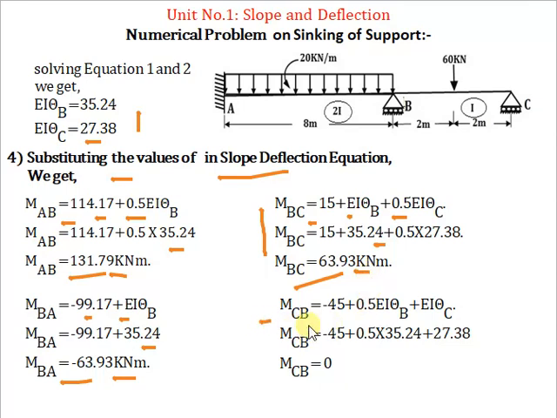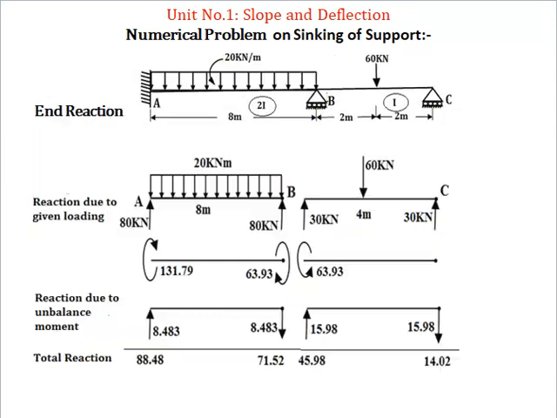Now the next equation for the end C, MCB is equal to minus 45 plus 0.5 EI theta B plus EI theta C. Putting the value, we have MCB is equal to 0, and it matches with the criteria, that is, for a simply supported end, the end moment is always 0. So that means our calculations are correct. Now the shear force calculation.